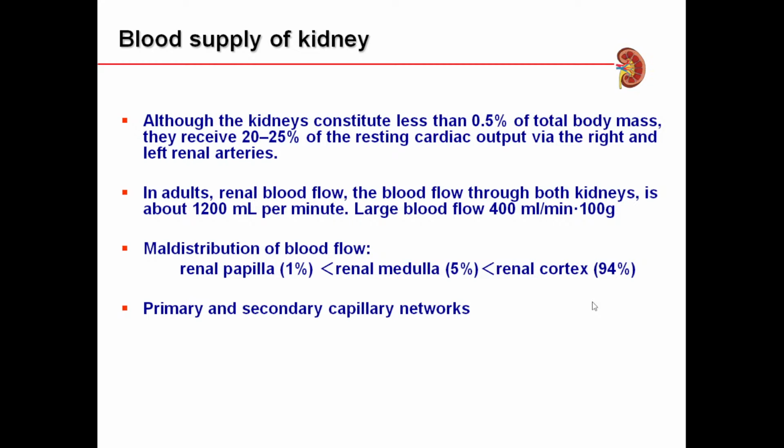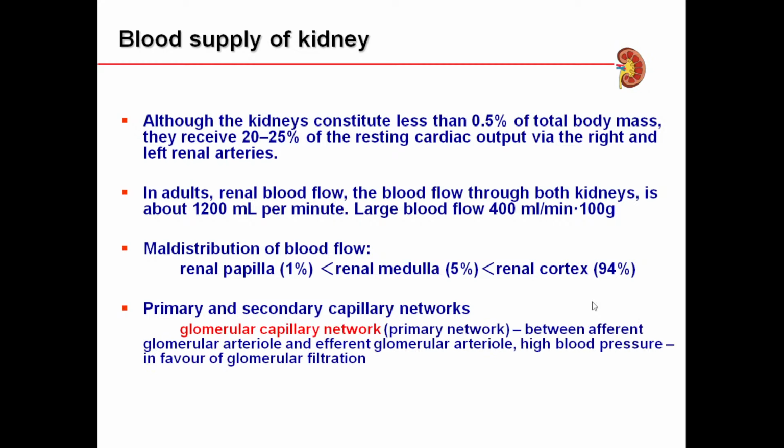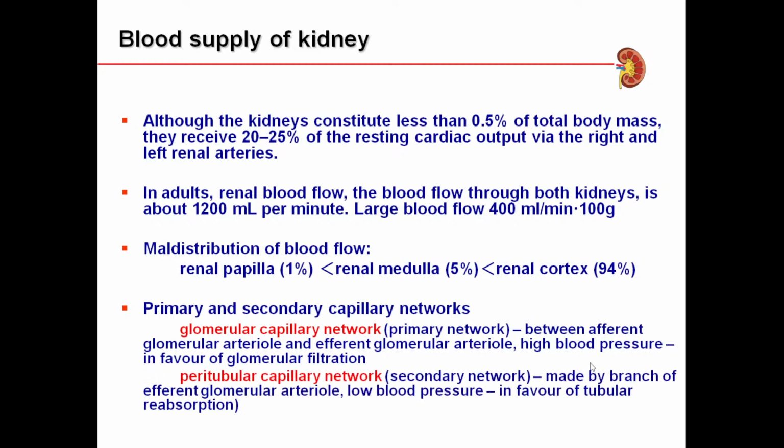And in the kidney you can find primary and secondary capillary networks. The glomerular capillary network, the primary one, is between the afferent glomerular arteriole and the efferent glomerular arteriole. Here you will have high blood pressure in favor of glomerular filtration. And the secondary capillary network, which is the peritubular capillary network, is made by branches of the efferent glomerular arteriole. Here you have low blood pressure that favors tubular reabsorption.